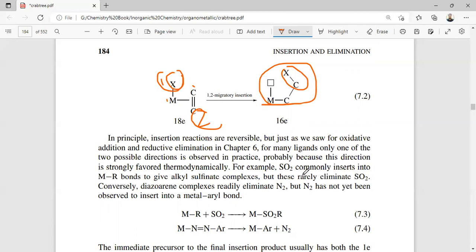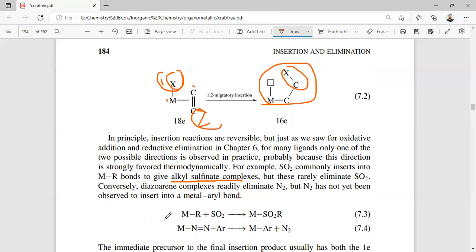So for example, SO2 commonly inserts into the M-R bond to give an alkyl sulfonate complex, but this rarely eliminates SO2. Conversely, diazoaryl complexes readily eliminate N2, but N2 is not yet observed to insert into the metal-aryl bond.